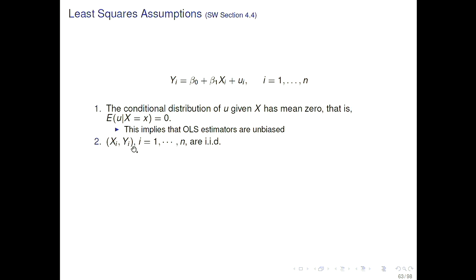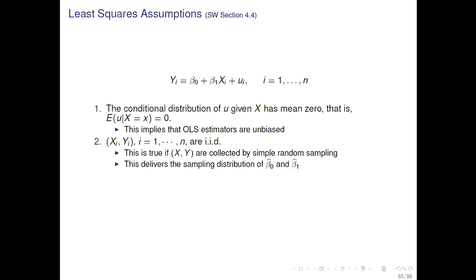And the second assumption is that the data for each individual is actually a random sample. These are coming from the same underlying distribution, and they are all independent of each other. This is true if the data collection is really random sampling. And under this assumption, we can develop the theory for the sampling distribution of OLS estimators.